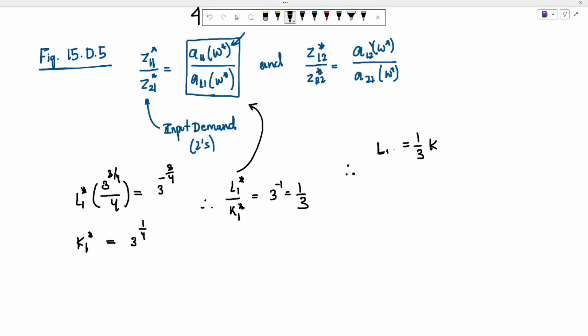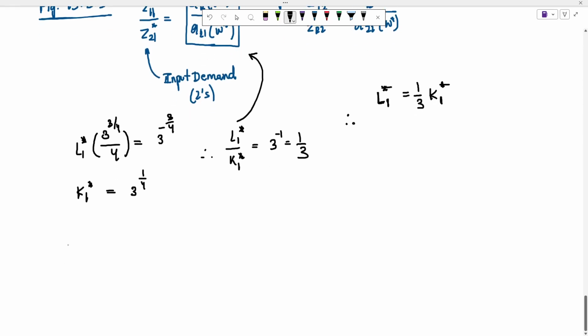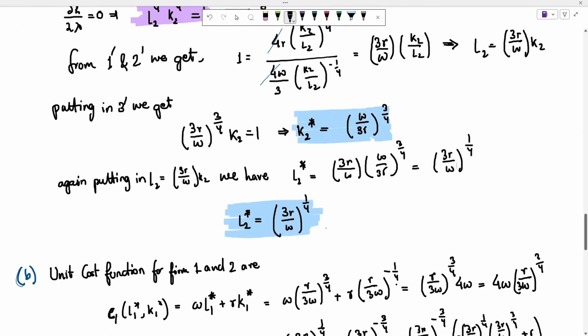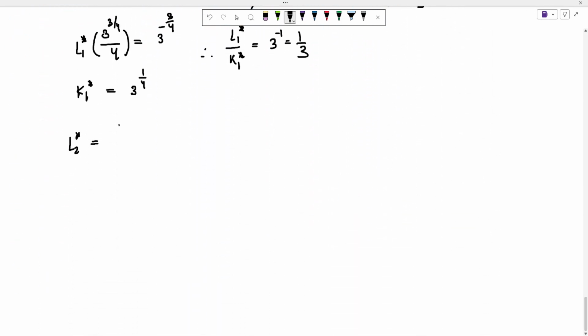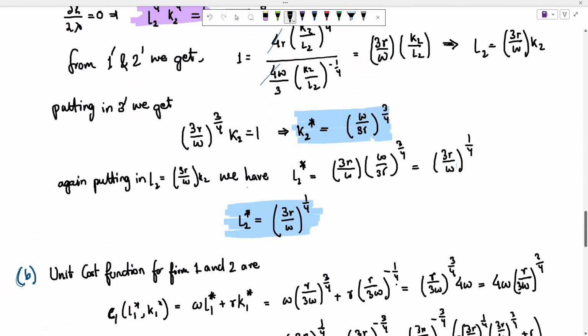So this is the ratio in which the firms are going to use the labor and capital, and similarly, what is my L2 star? L2 star is just 3 to the power 1 by 4, and K2 star would be 3 to the power minus 3 by 4.